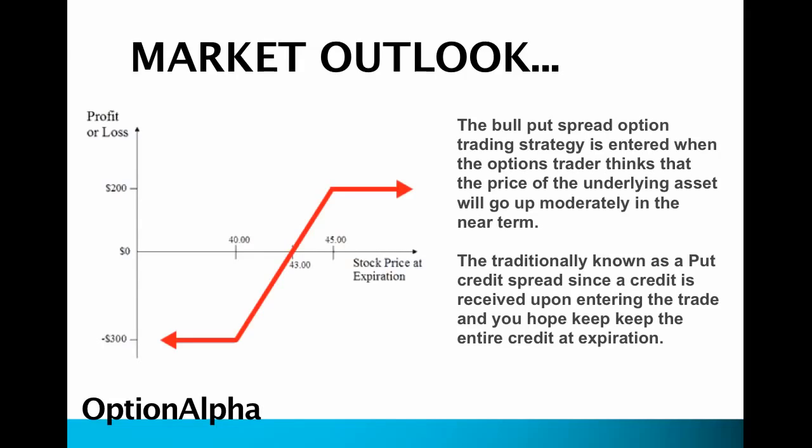So starting with the market outlook, as always, this is a little bit of a complex option strategy. It's not the most complex, but it's not just your simple run-of-the-mill buying and selling of puts and calls. The bull put spread is entered when the option trader thinks that the price of the underlying asset will go up moderately in the near term. So we're not all too crazy about being bullish. We just think that there's going to be a general rise in the price. We don't think it's going to double in price in the next 30, 60 days.